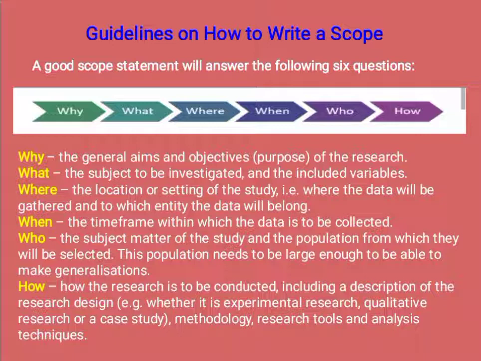Like for example, the research may be experimental research, qualitative research, or a case study, methodology, research tools, and analysis techniques. So, to make things as clear as possible, guys, you should also state why specific variables were omitted from the research scope and whether this was because of a delimitation or a limitation. You should also explain why they could not be overcome with standard research methods backed up by scientific evidence.